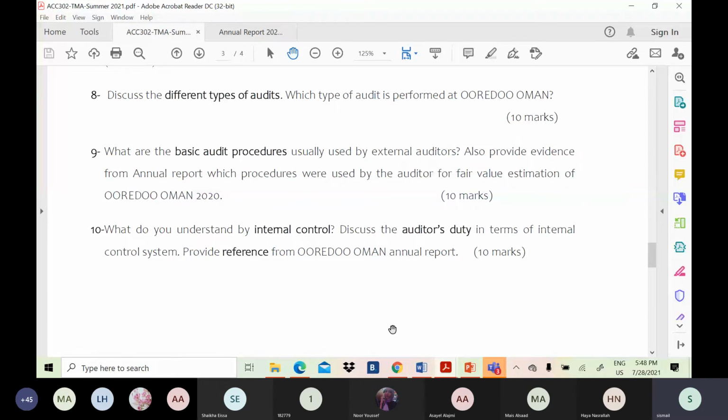Let's see what question 9 is about. What are the basic audit procedures usually used by an external auditor? This is number 1. And then provide evidence from the annual report of which procedures were used by the auditor. So in this question I have 2 parts. Basic audit procedures, return to the material, chapter 5. And then provide evidence. This is from the auditor report of Ooredoo Oman.